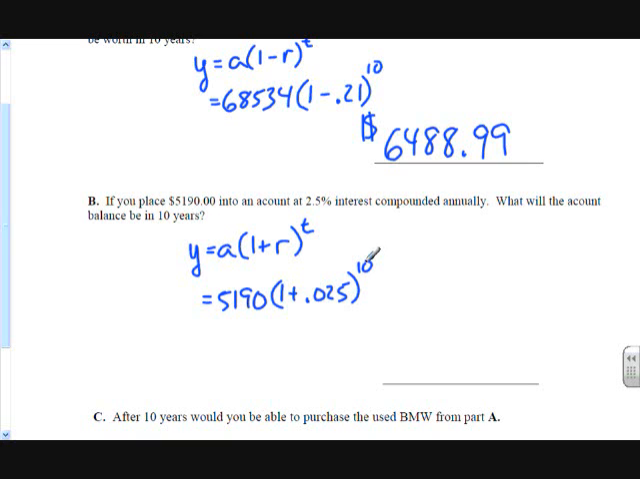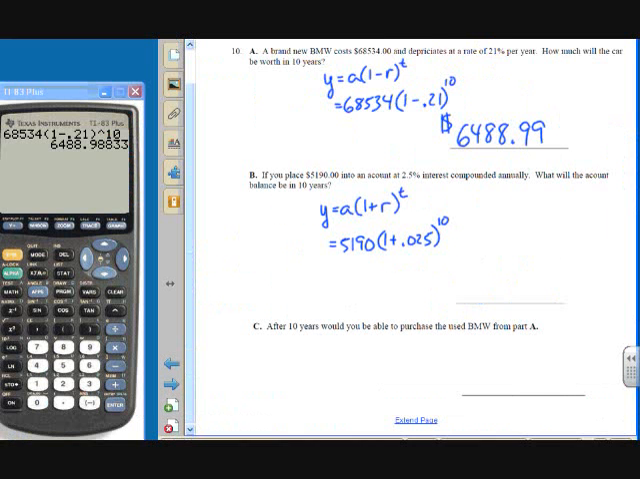And again, I've got to plug this into my calculator. And just be careful. 5190, parenthesis, 1 plus 0.025, raised to the t, which is 10. And it gives me $6,643.64.